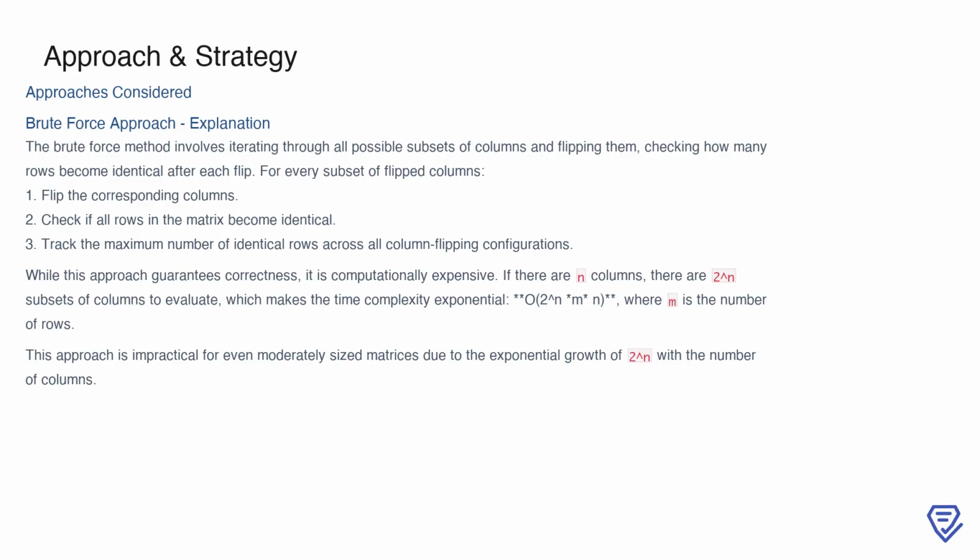While this method is conceptually simple and guarantees a correct solution, it quickly becomes computationally infeasible. The reason is the sheer number of subsets to evaluate. With n columns, there are 2^n subsets, and for each subset, we need to process all m rows. This leads to a time complexity of O(2^n * m * n), which grows exponentially with the number of columns. Due to this exponential growth, the brute force approach becomes impractical for matrices of even moderate size, so we need a more efficient strategy to handle the problem effectively.